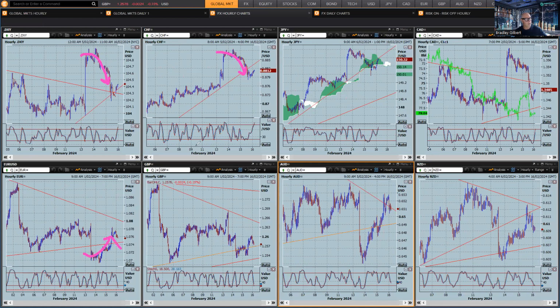Euro back up, US dollar index down, dollar Swiss down, dollar yen down, dollar CAD crushed. Sterling, well, it didn't do much, obviously, because it had the negative GDP numbers. But check out the Aussie and Kiwi. Those two markets, you can see, were very short and scrambled to the top side.